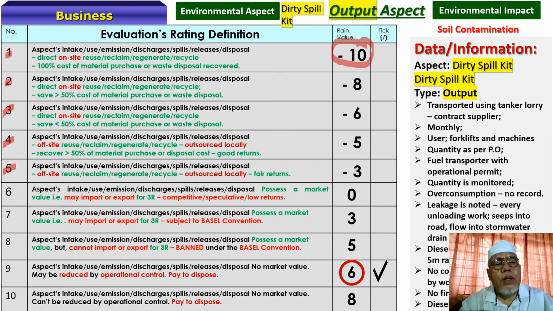Now, look at this. When this environmental aspect has a market value, can be resale, okay, we can resell it, 0. Has a market value, but has got to undergo international convention. Remember, transportation or transboundary movement of hazardous material, Basel Convention, so it is significant. Banned under Basel Convention, okay, cannot import or export, then the ranking is 5. In this case, this particular contaminated spill kit, apparently they have got to pay to dispose. In business terms, losing money.